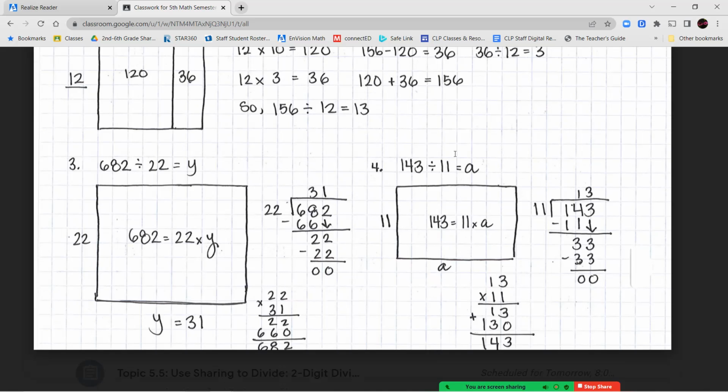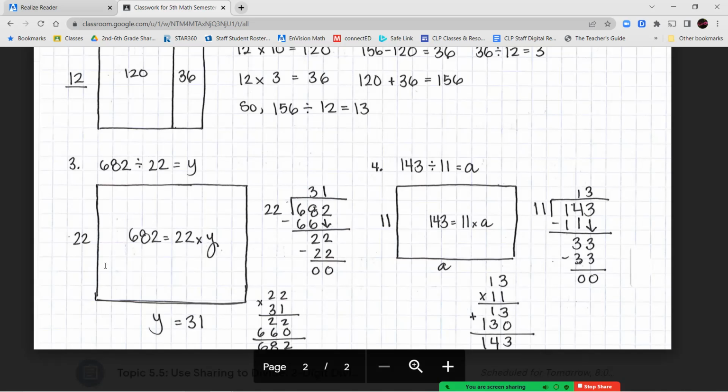For number 3, we have 682 divided by 22 equals y. So 682 we know is our area. 22 is one of our sides, and y is our missing number. So I'm going to take my 682 and divide it by 22.